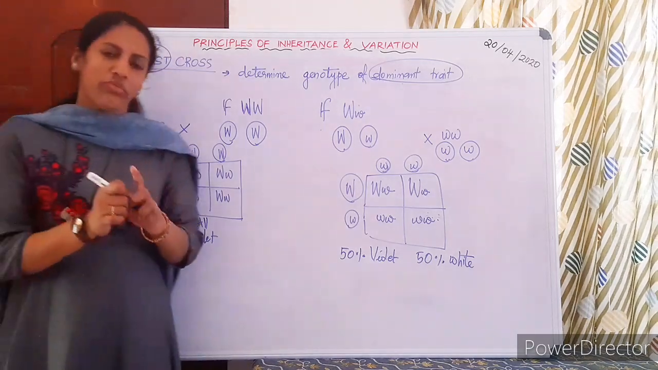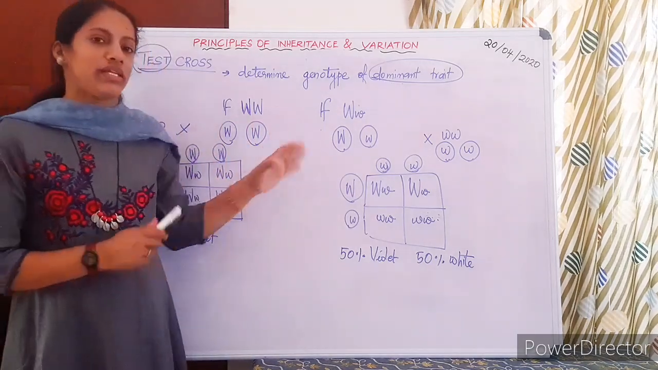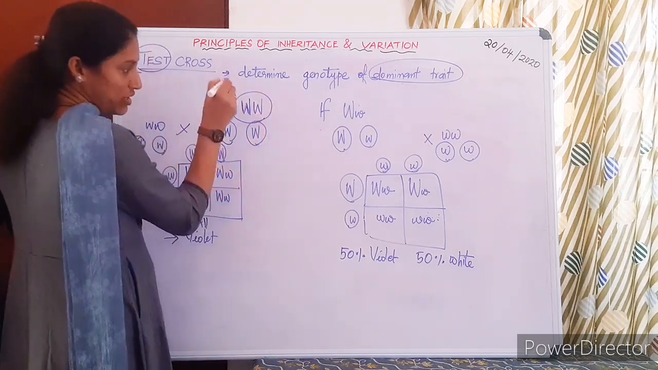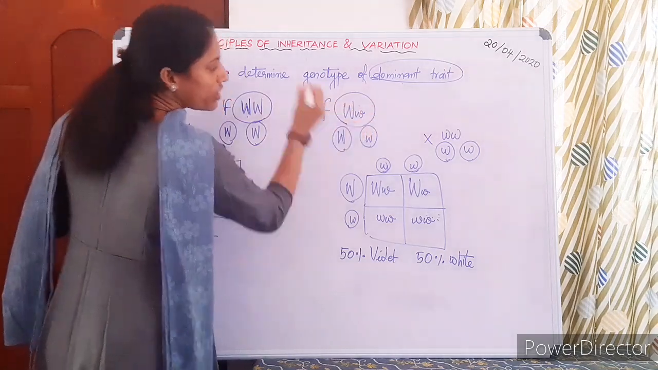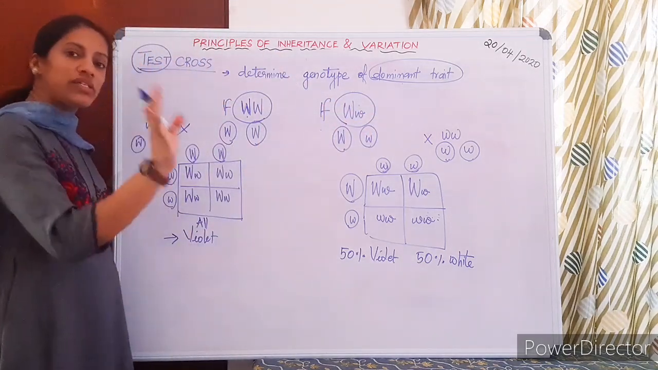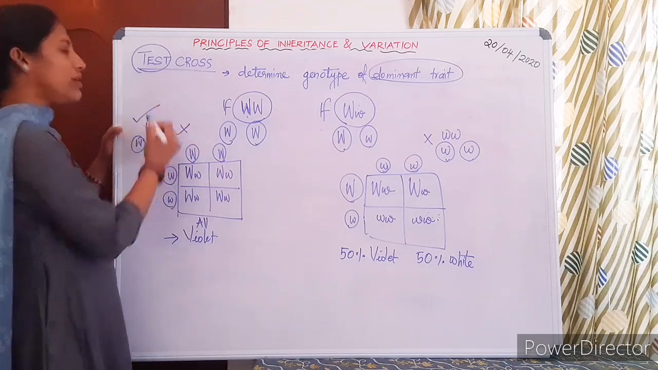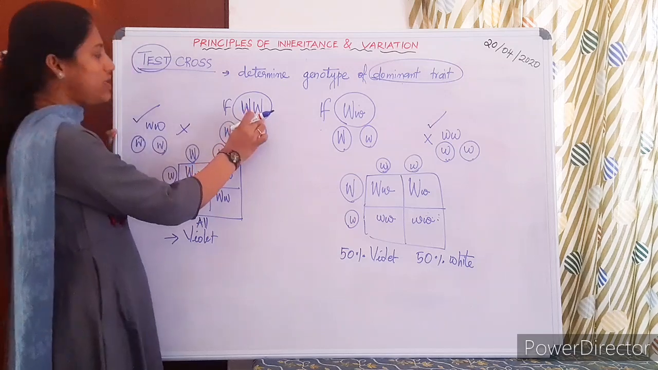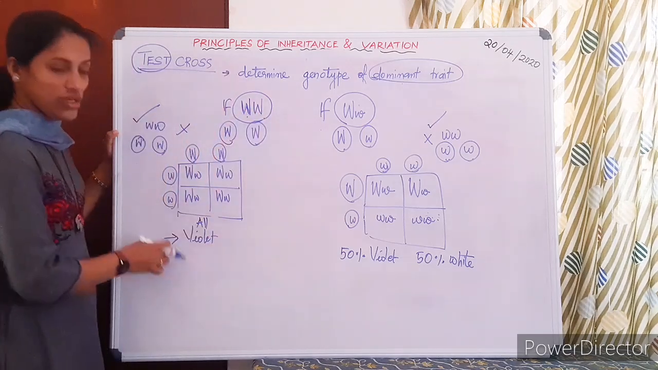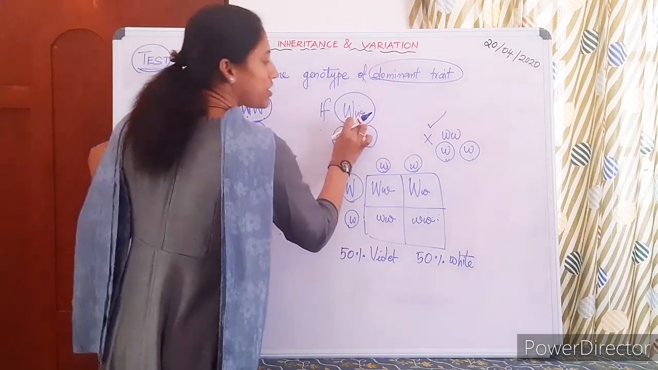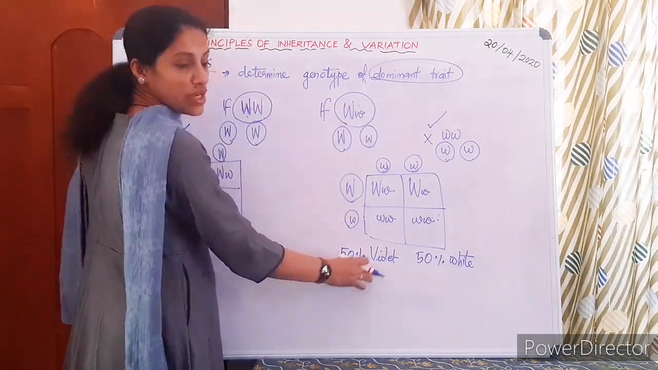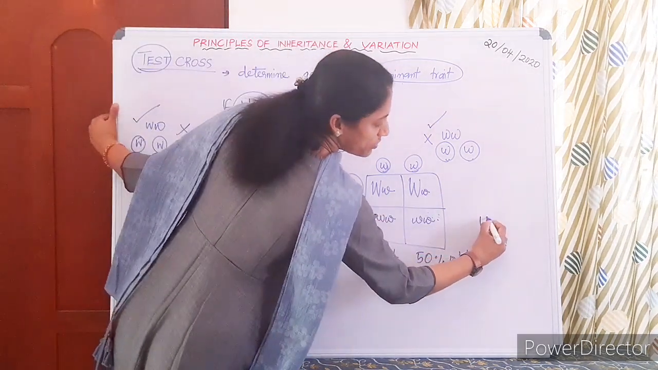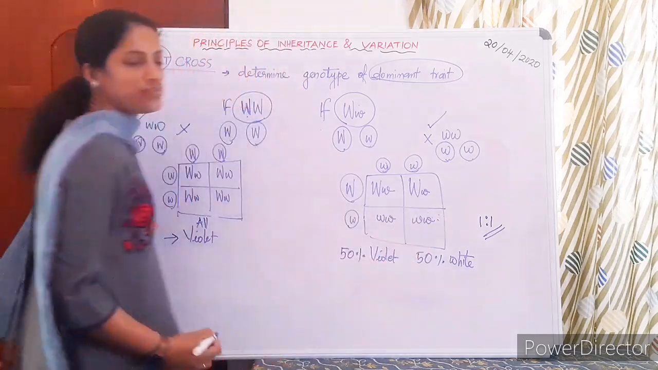So in simple sense, don't get confused. In order to understand whether the violet flowered plant is WW or W small w, we have only one way. The testing is done by crossing it with the recessive. If it is capital W homozygous violet, it will produce all the progeny violet flowered. And if it is heterozygous violet, it will produce 50% of the progeny violet flowered, 50% with the white flower. That means 1:1 ratio. Okay.